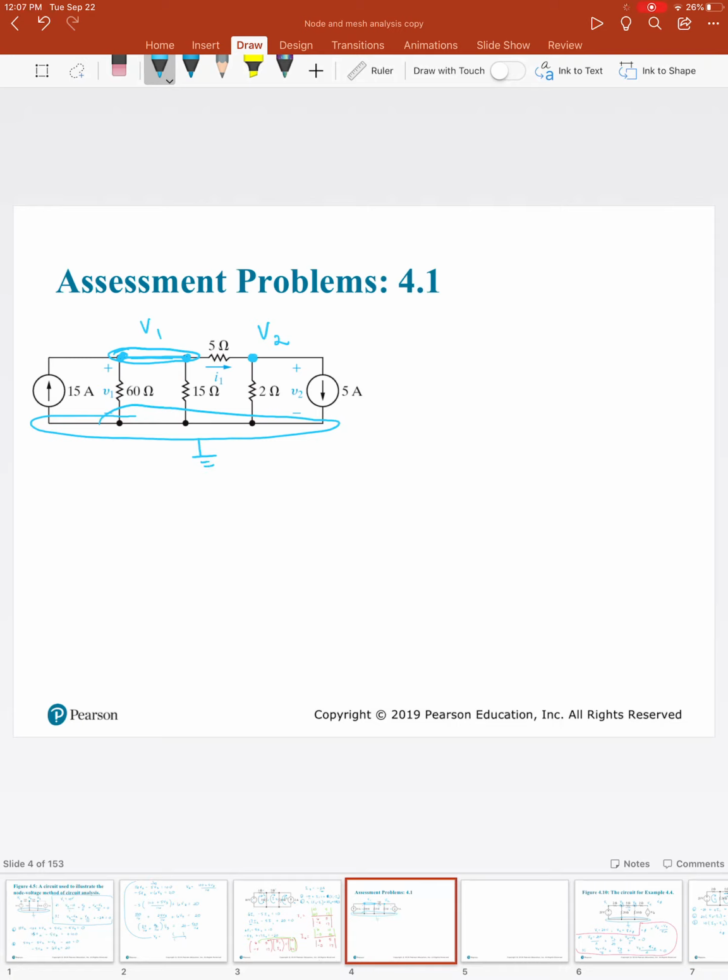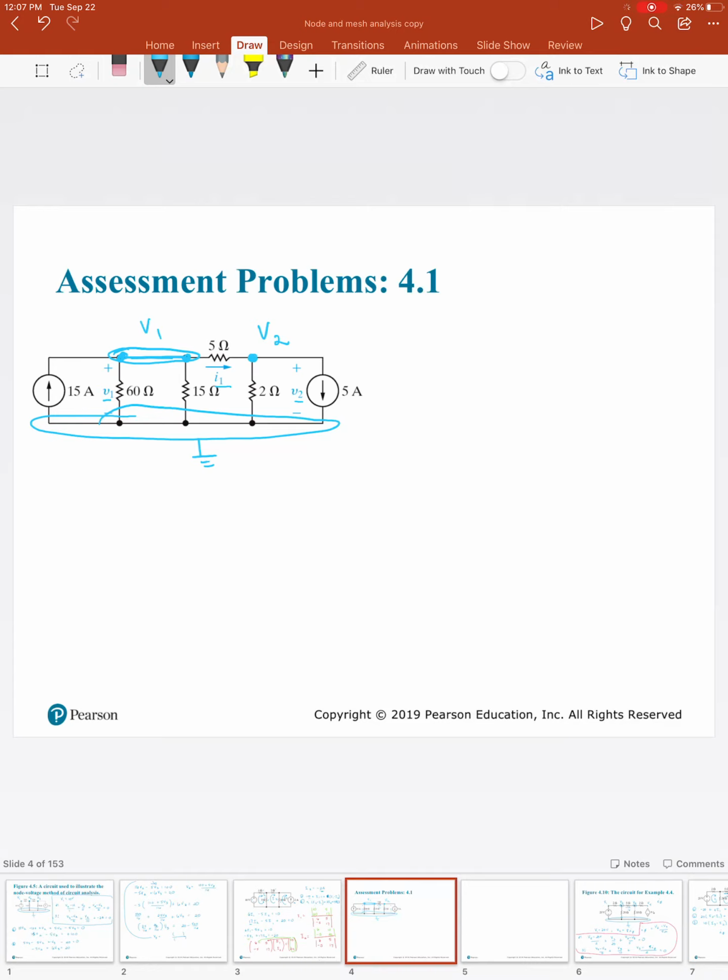In the node voltage method, we're only going to have two unknowns. So at least initially, it looks like node voltage might be easier. Also, we were asked to find these voltages and this current. So if we set this up with node voltage, we'll solve for these voltages directly. So it could be that in this problem, node voltage is the easier choice.